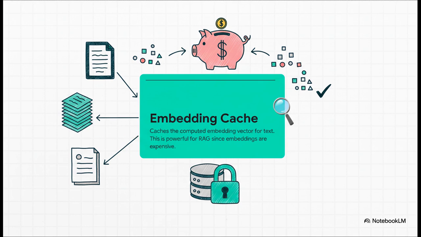Okay, strategy 2, the embedding cache. And listen up, because this one is a massive money saver. If you're using a RAG system, you are constantly turning chunks of text into those numerical vectors we call embeddings. And guess what? Those API calls are a sneaky and often major part of your bill. So by caching these embeddings, especially for documents you know aren't changing, you can literally save a fortune.